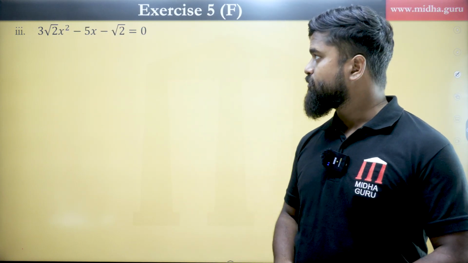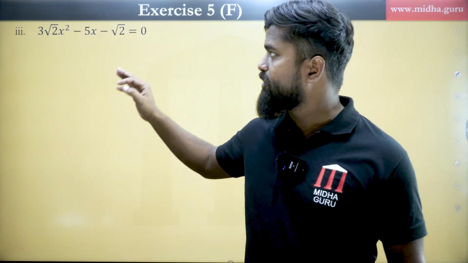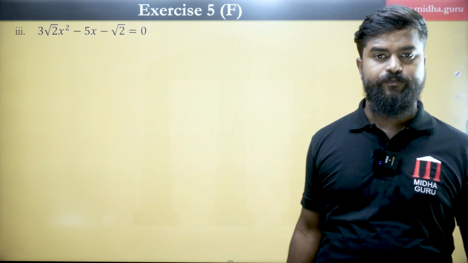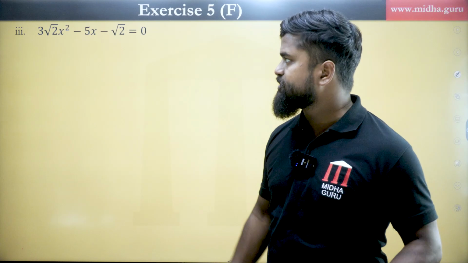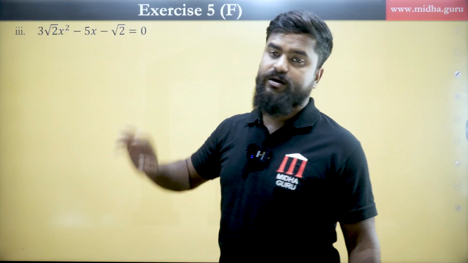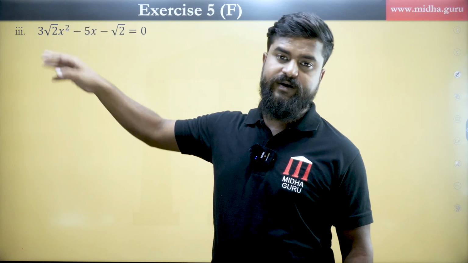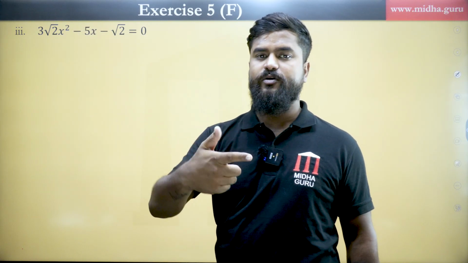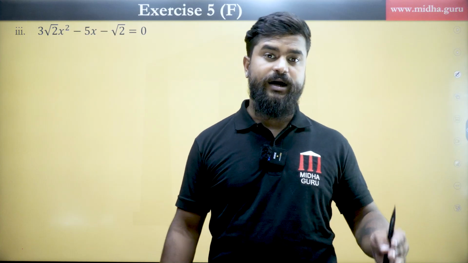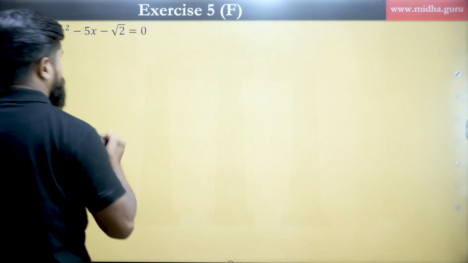Now in the next problem, the equation is 3√2x² - 5x - √2 = 0. Again, if you want to solve by factorization, if you look at this, 3√2 into -√2 gives us -6. So we must somehow factorize -5 such that the sum of the two coefficients is -5. The product will be -6. So look what I'll do carefully.